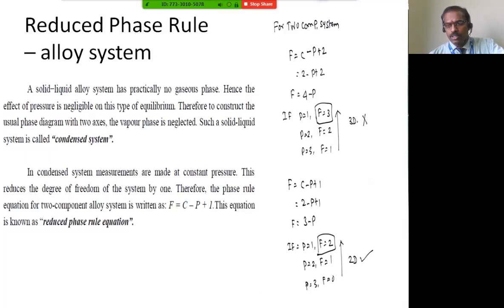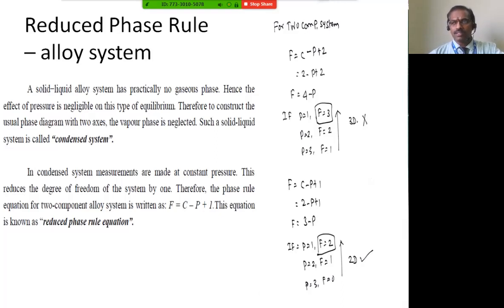From this, we come to know that the maximum number of degrees of freedom for a two component system using the normal phase rule is 3. That indicates a 3-dimensional diagram is a must, with 3 variables. Is it practically possible to draw a 3-dimensional diagram on paper? Very, very difficult. So instead of the normal phase rule, we prefer the reduced phase rule.